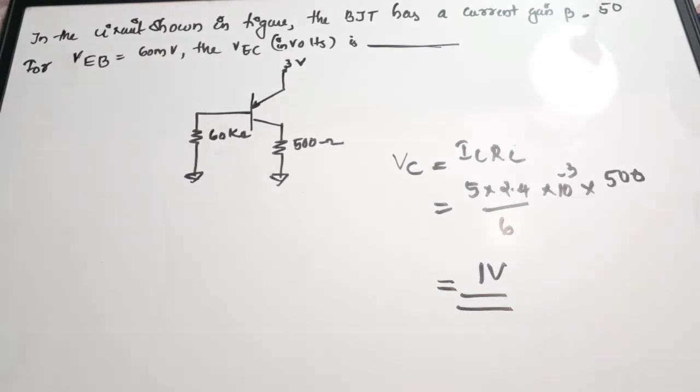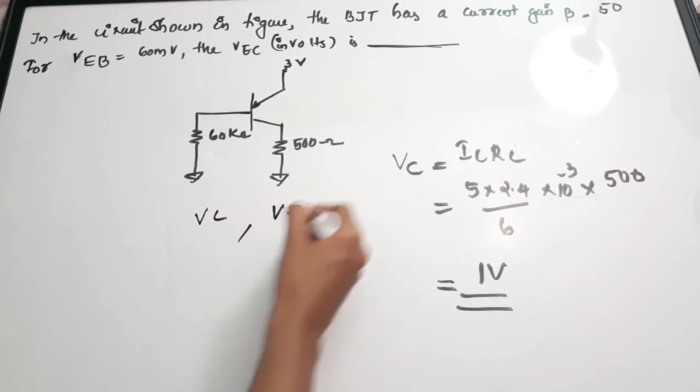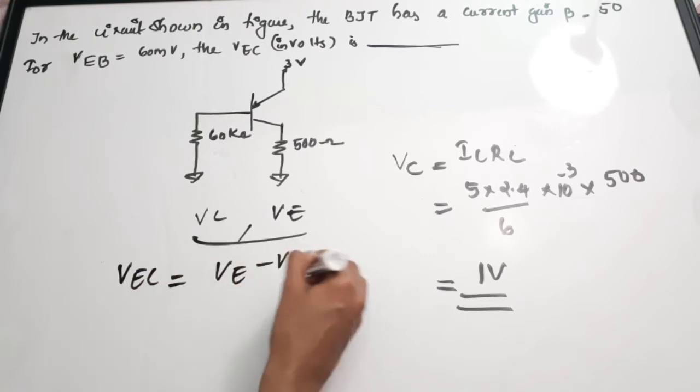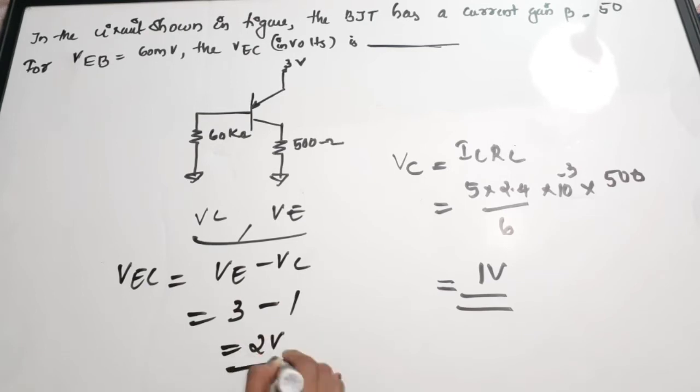Now we have the value of VC. We already have the value for VE. If we have both these voltages, it is easy to find VEC, which is equal to VE minus VC, that is 3 minus 1, which is equal to 2 volt. So VEC is equal to 2 volt. The answer for this question is VEC equal to 2 volt, the emitter to collector voltage.